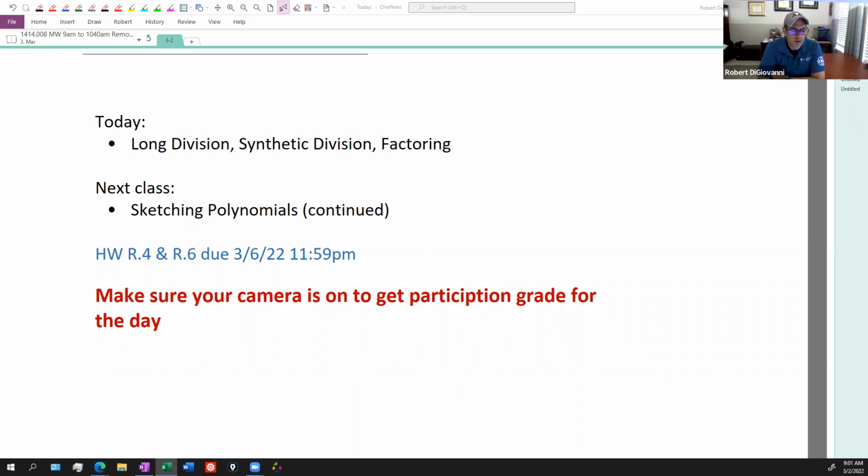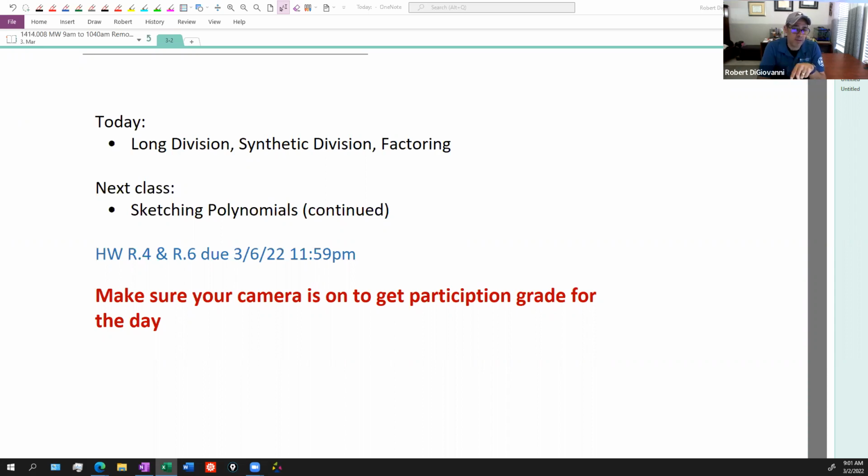Well, today we're going to talk about long division. We're going to talk about synthetic division, and how this all ties into factoring. And then next class, we will continue sketching polynomials. We had started that last time.